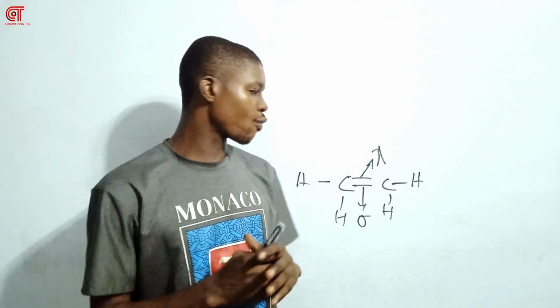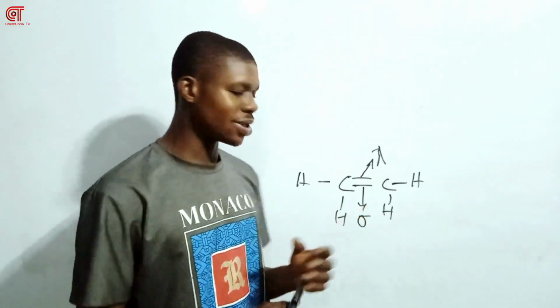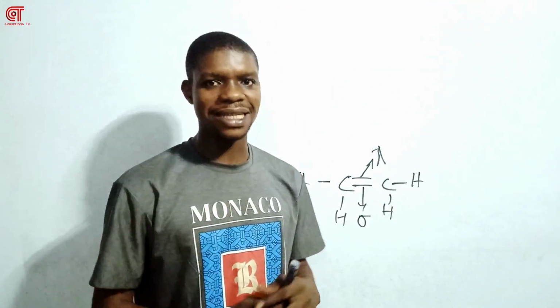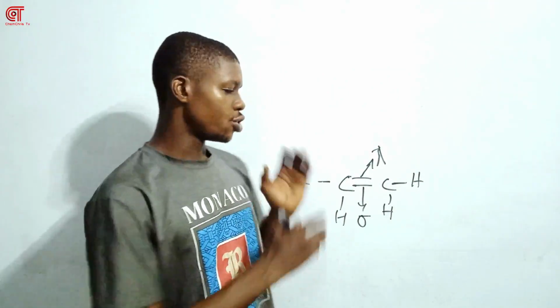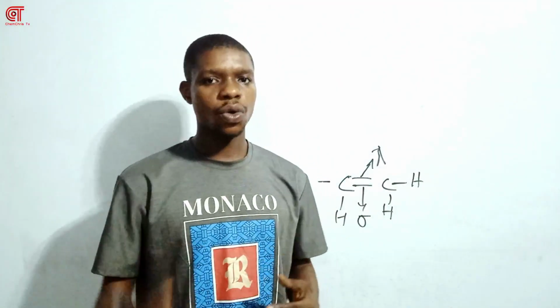Examples of compounds that contain a double bond are the alkenes and the carbonyls, like the ketones and the aldehydes. So this is what you really want to pay close attention to.